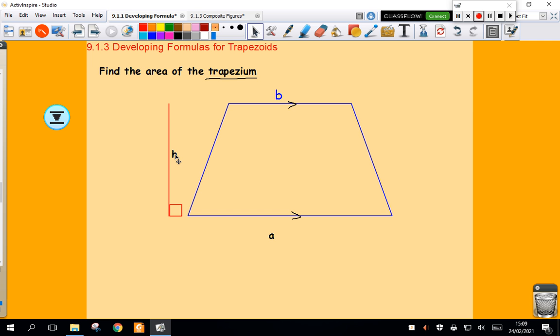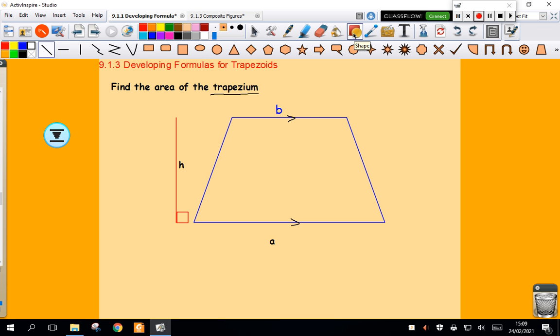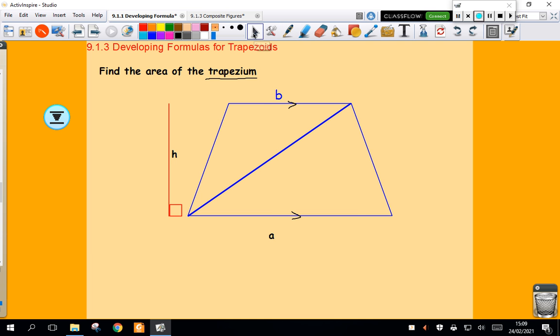And every trapezium has two diagonals. If I draw in one of those diagonals, from this corner to that corner, so every trapezium has two diagonals, I'm just drawing in one of those diagonals. And that diagonal will break the trapezium up into two triangles.